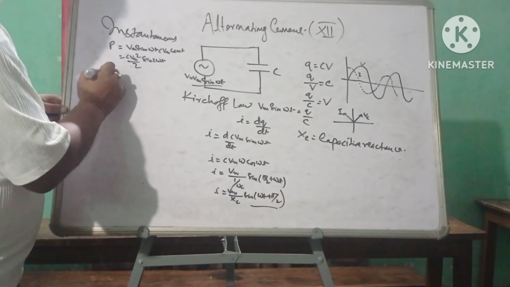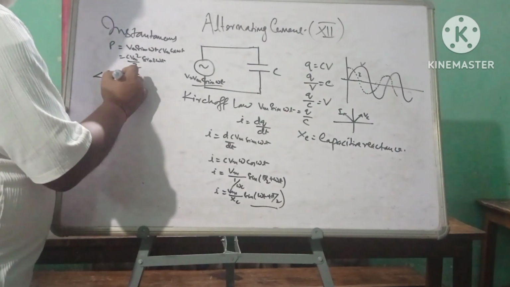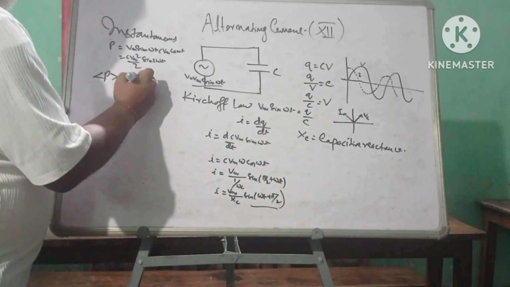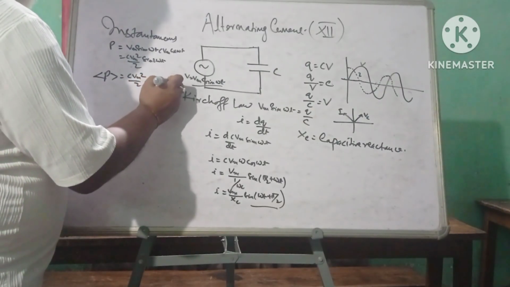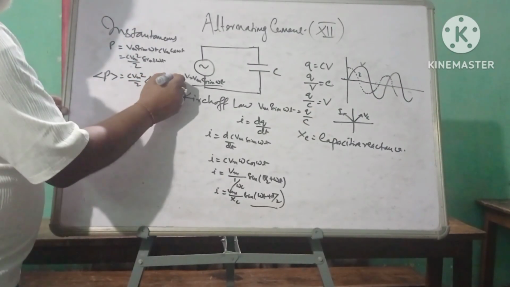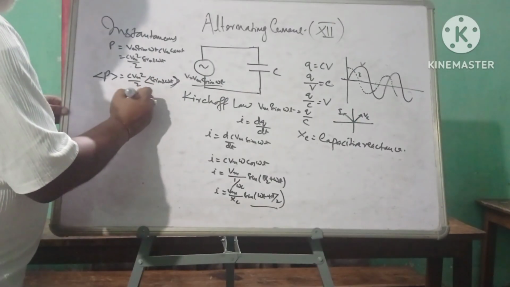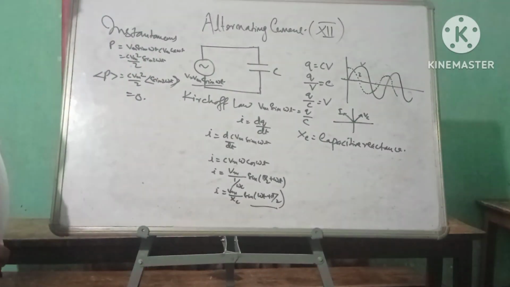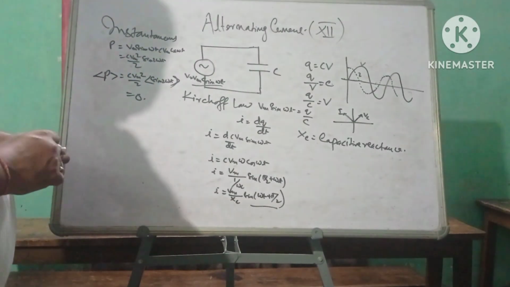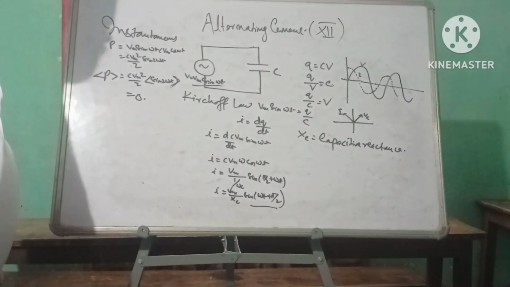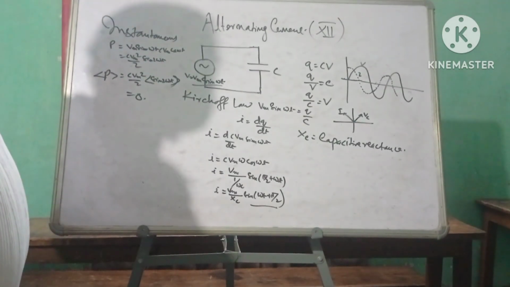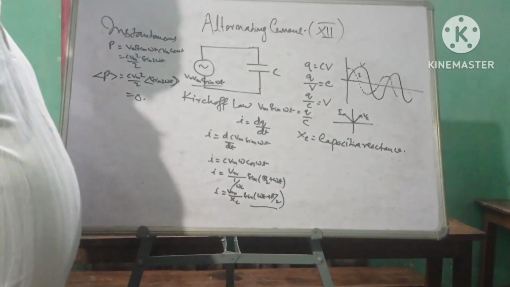Now if you go for average, the average of sine 2 omega t is 0, so your average power is 0. That means you are going to get power only in the pure resistive circuit.